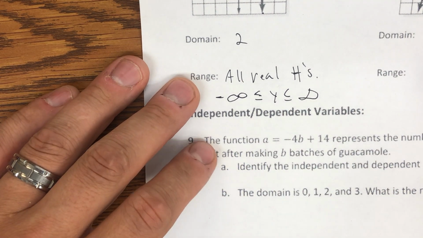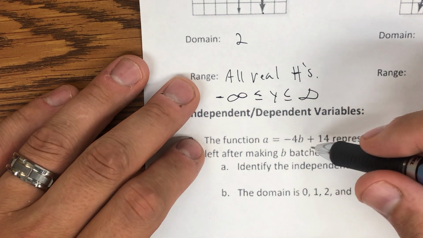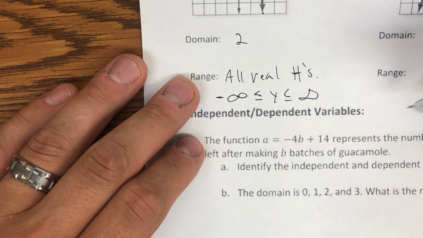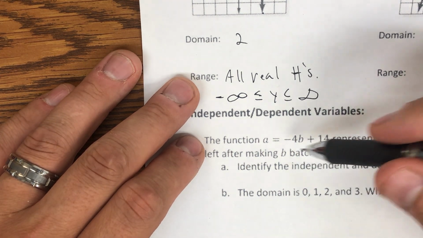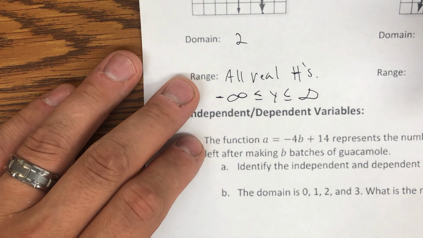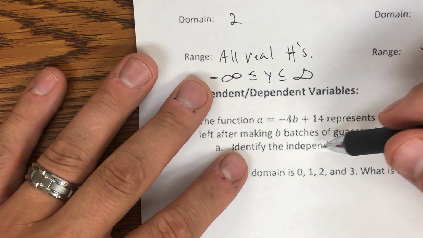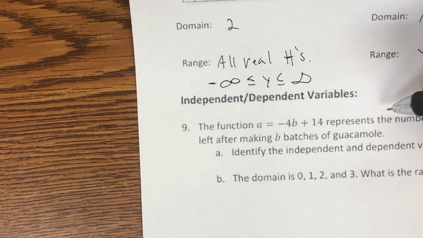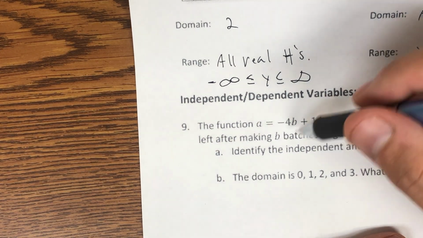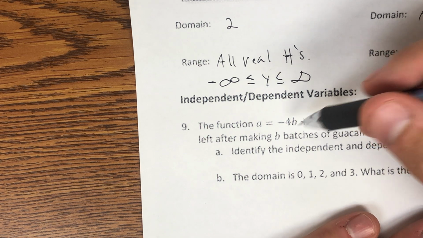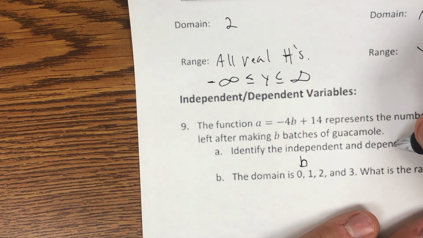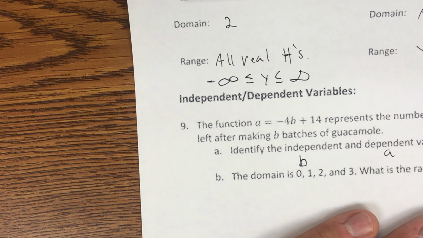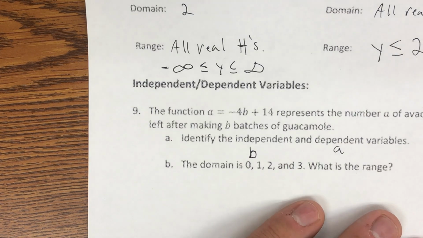And lastly, our word problem for the day says the function A equals negative 4B plus 14 represents the number of avocados you have left after making B batches of guacamole. So in this case, our input is B, our output is A. Identifying the independent and dependent variables is our first goal. We are going to make a specific number of batches of guacamole, so that is the independent variable. And the dependent variable is how many avocados we have left over after we're done.